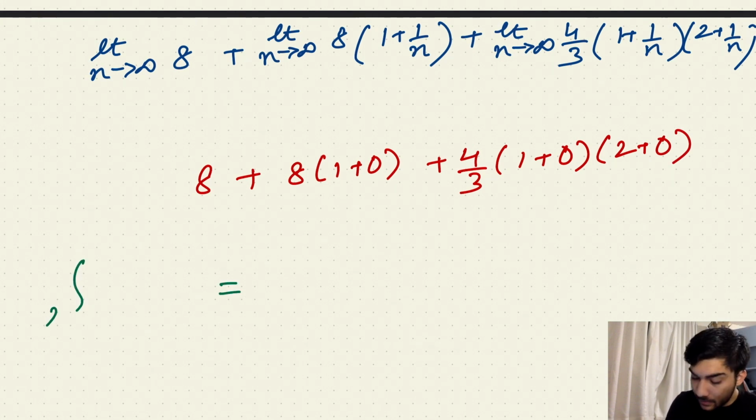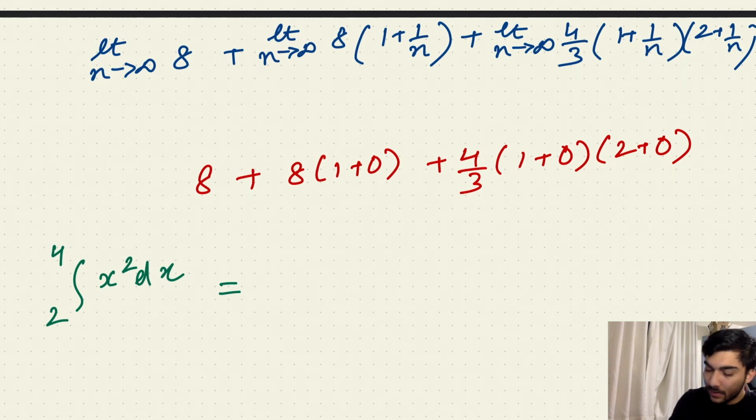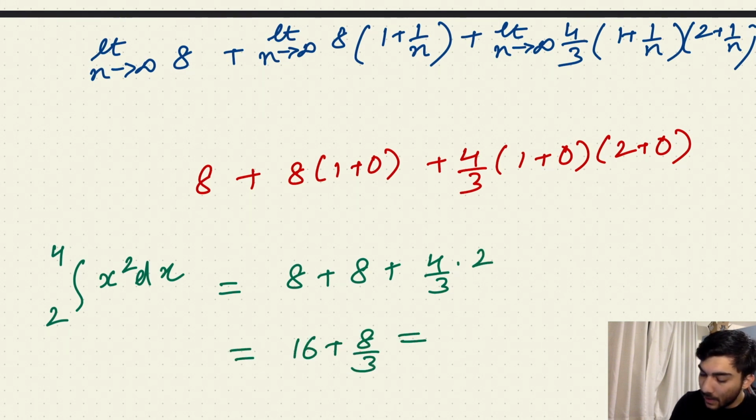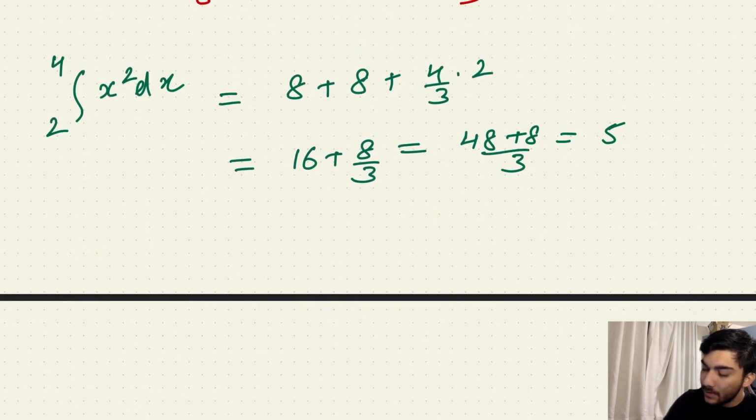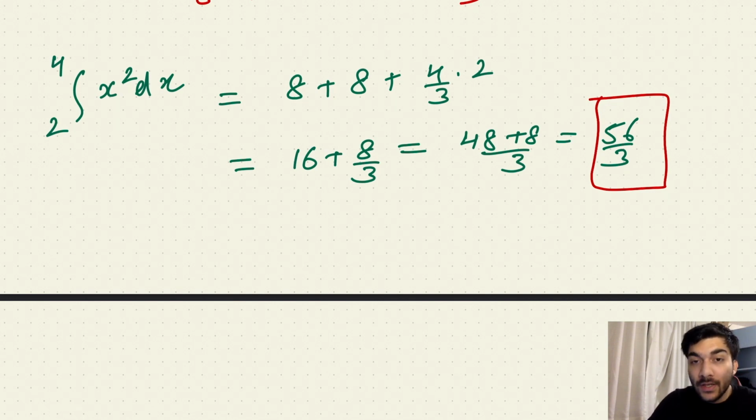So now the final answer, which is also equal to the definite integral where x varies from 2 to 4 of x square dx, would be equal to 8 plus 8 plus 4 by 3 times 2. So this is 16 plus 8 by 3, which would become 48 plus 8 by 3, and this is 56 by 3. And this is our final answer. And now by only using right-endpoint Riemann sums, we have evaluated the expression of a definite integral, and we got the final answer as 56 by 3.